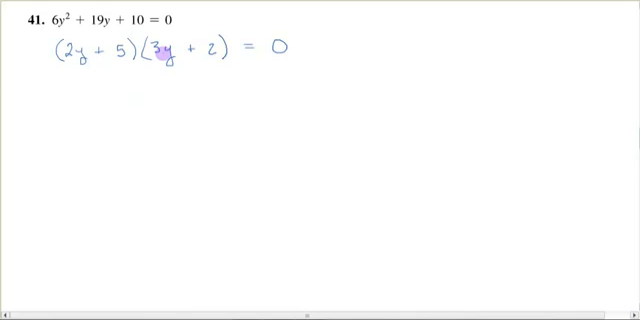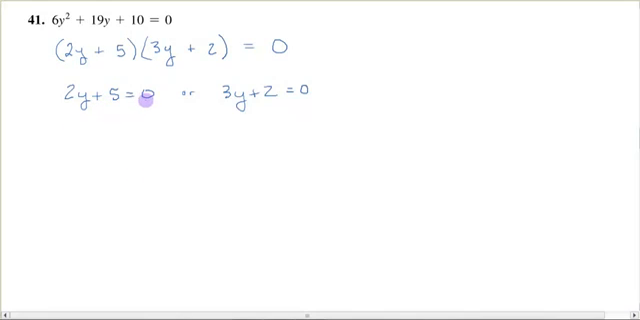5 times 3y is 15y. 2y times 2 is 4y. And if I add 15y and 4y together, I get 19y. So this is how that factors, just real quickly. And I get 2y plus 5 equals 0, or 3y plus 2 equals 0, because we have the zero product property. We have a 0 on one side and we have a product over here.